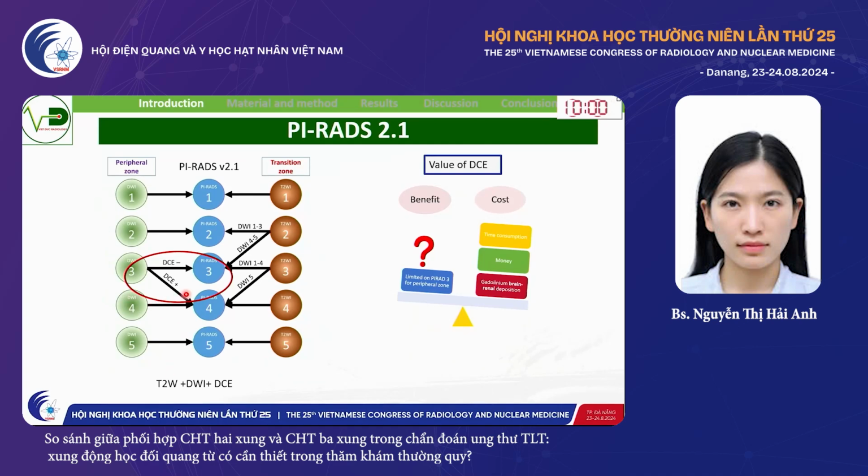On this diagram, we notice that DCE only presents its value in PI-RADS 3 for the peripheral zone, which raises a question about cost and benefits. It has a limited role, but the cost is quite significant. It includes time consumption, financial cost, as well as the risk related to gadolinium.